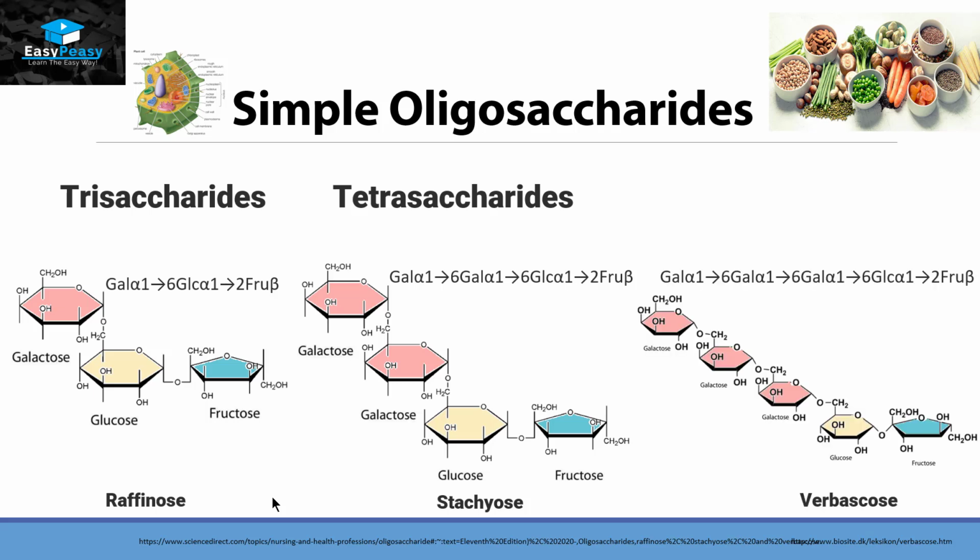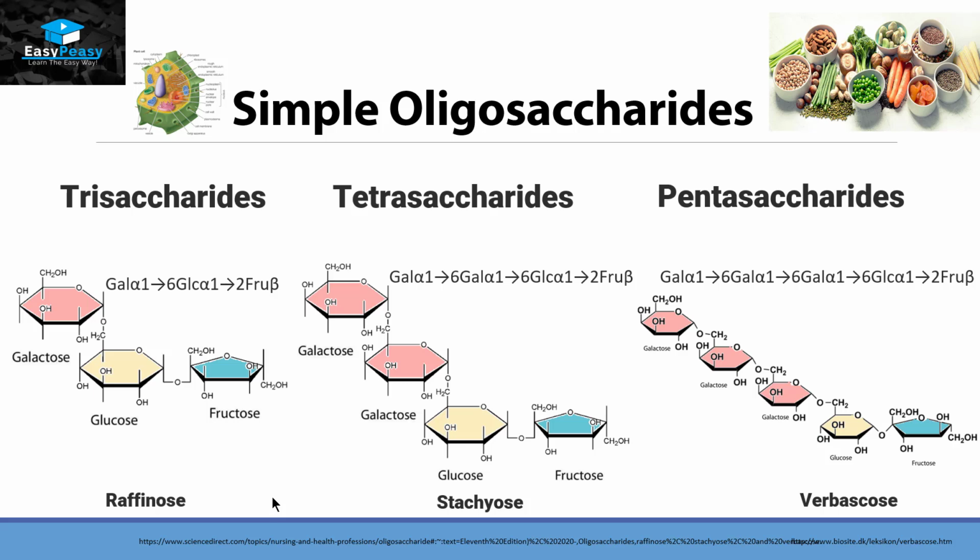Similarly, we have verbascose. In verbascose, we have 5 monosaccharides attached with each other, and this compound will be called a pentasaccharide. Similarly, with 6 monosaccharides, it will be called hexasaccharide, then heptasaccharide, octasaccharide, nonasaccharide, and decasaccharide.